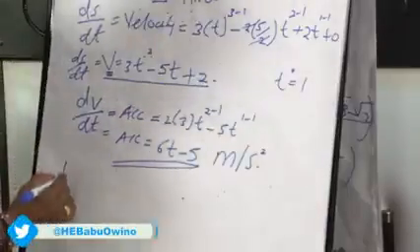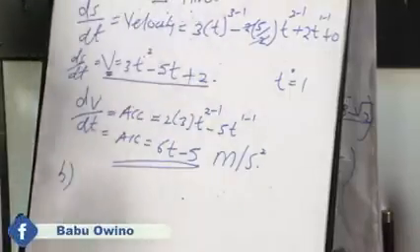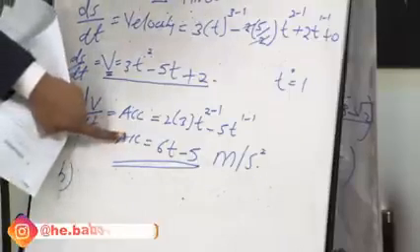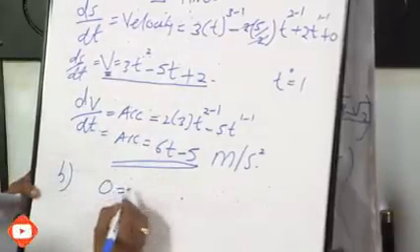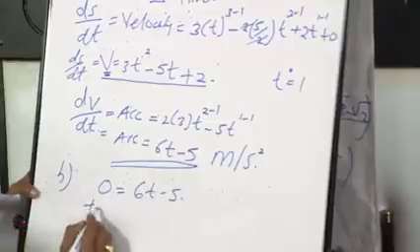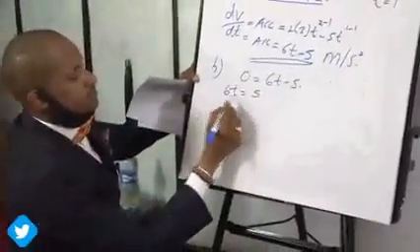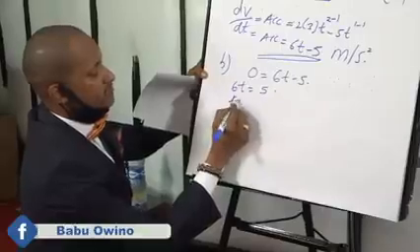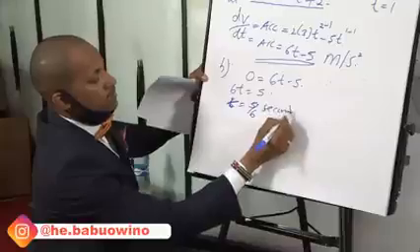Part B of the question says to find the velocity when acceleration is 0. When acceleration is 0, where is our acceleration? This is our acceleration equation. So at this point, when acceleration is 0, we have 6t minus 5 equals 0. We want to find the value of t. When 5 crosses to the other side it becomes positive, so 6t is equal to 5. This gives us the value of t as 5 over 6 seconds.